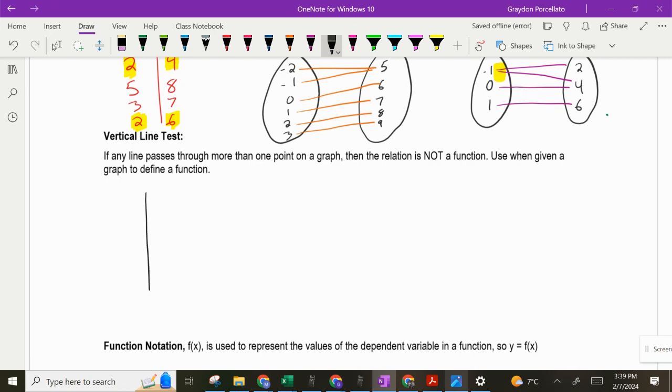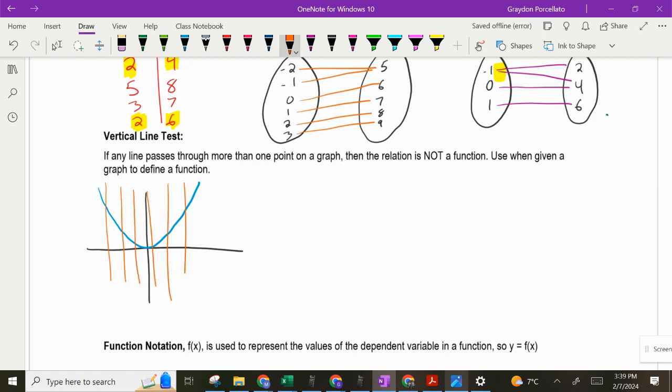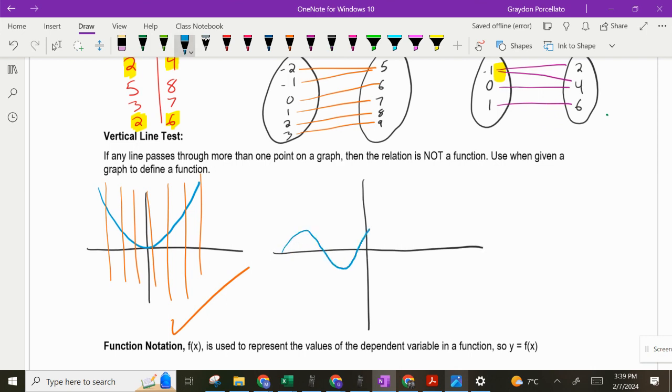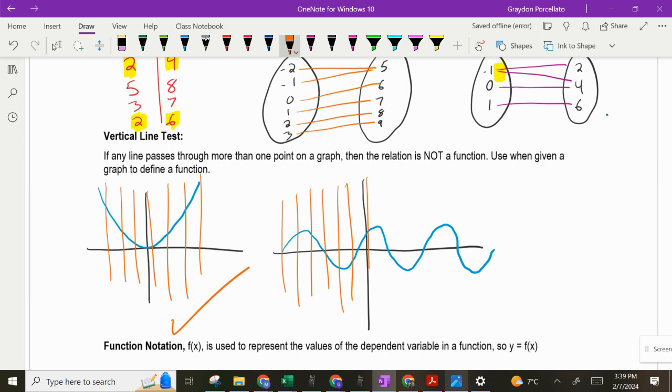So let's look at 3 examples. Okay? Let's look at a parabola. If I draw a vertical line here, or an infinite number of vertical lines, since these vertical lines never pass through more than one point, this is a function. Let's try another one. Let's try a trig. Let's try a sine or cosine graph that's been shifted slightly. Again, I'm going to draw vertical lines all the way through. Do any of these lines ever pass through 2 points on my blue graph? No, they do not. So this is a function.